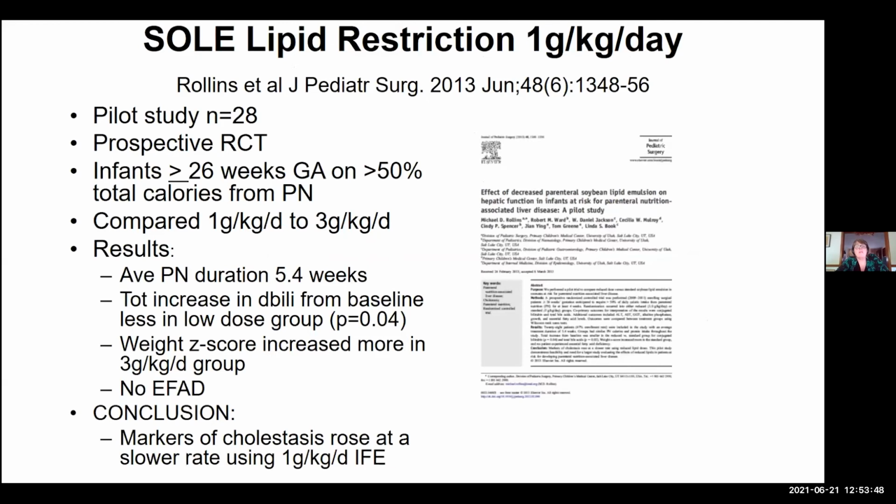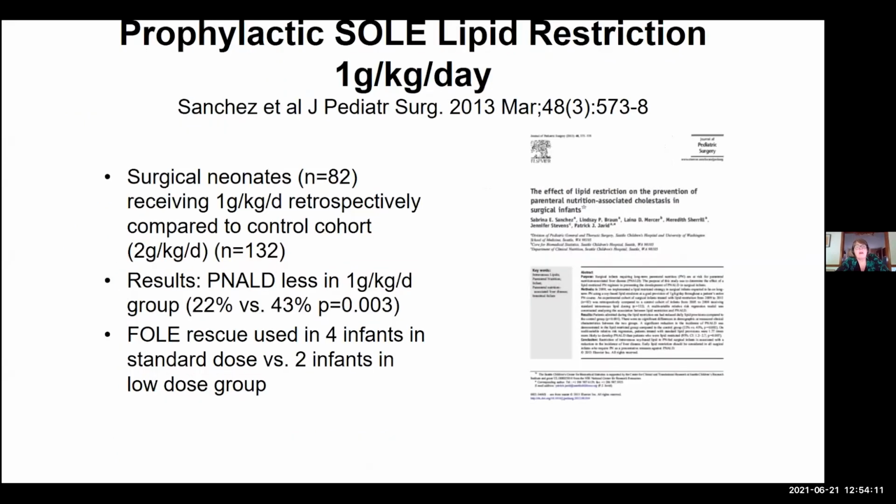And Rollins and group in 2013 out of Utah did a prospective randomized controlled trial in infants receiving PN, either 1 gram per kilo or 3 grams per kilo per day, and showed that the rate of increase in the liver function test was lower in the patients that received low-dose lipid emulsion, and none of them got essential fatty acid deficient. So a lot of people started changing practice based on these results.